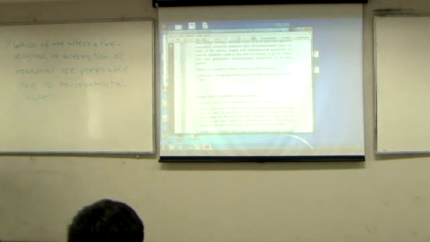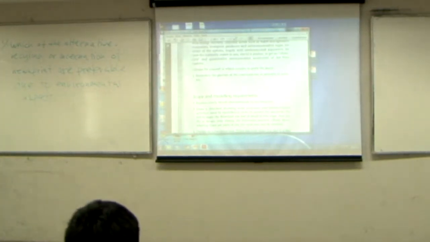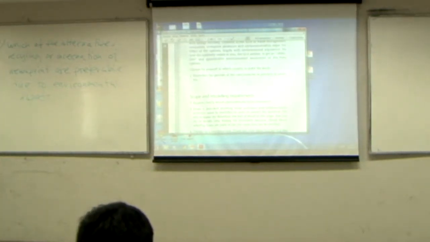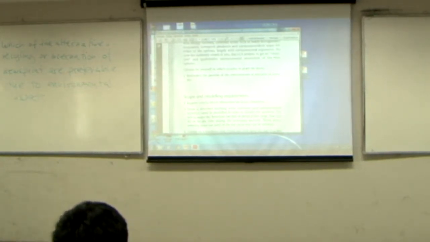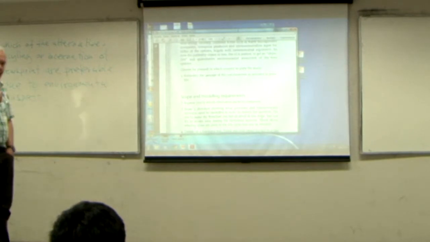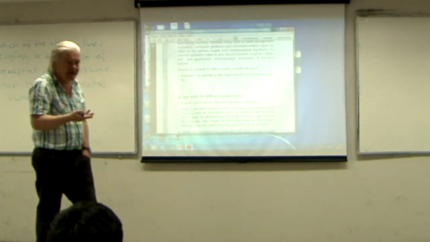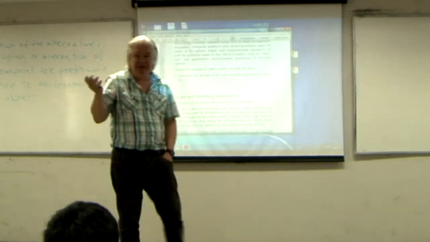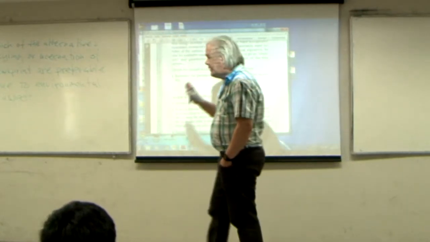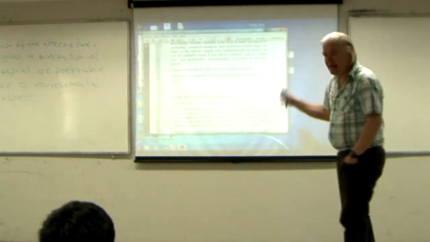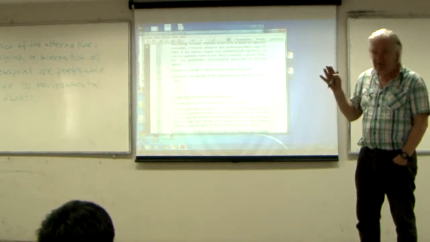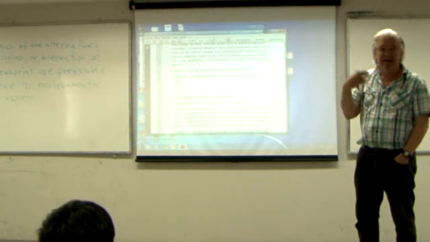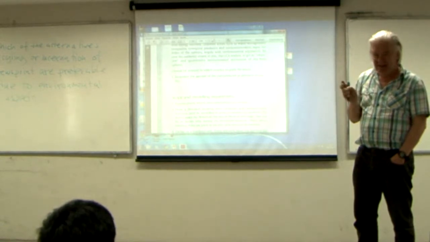Something like this. Which of the alternatives, recycling or incineration of newsprint, is preferable due to environmental aspects? Of course, we have to reflect on costing, technical solution, and etc. But LCA just includes environmental aspects. It's not enough. Of course, we have to have life cycle costing as well.